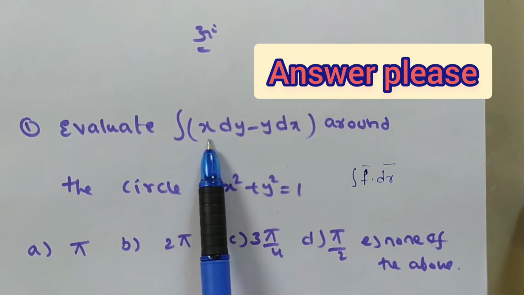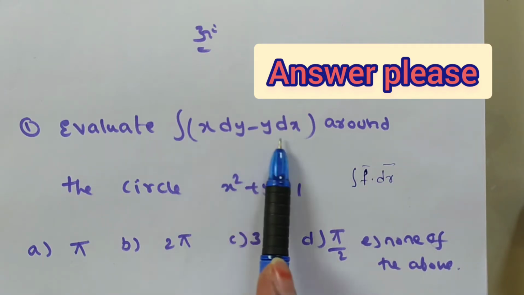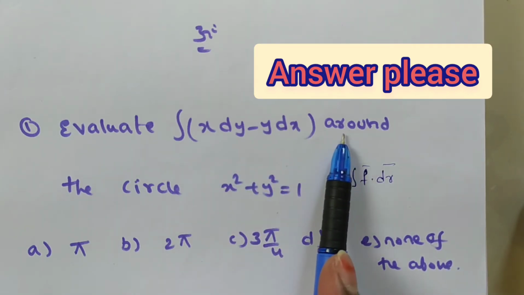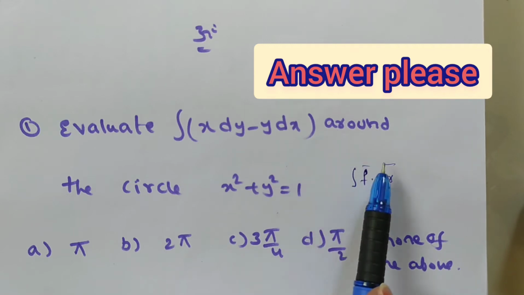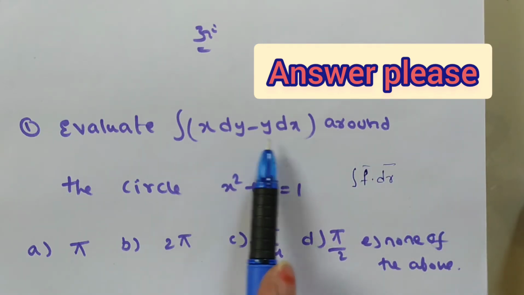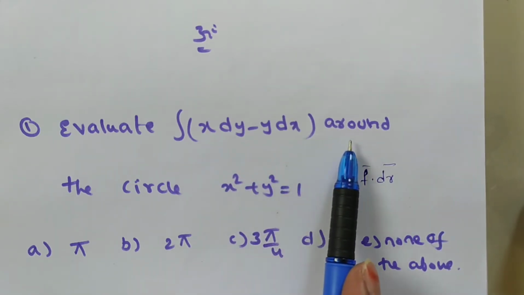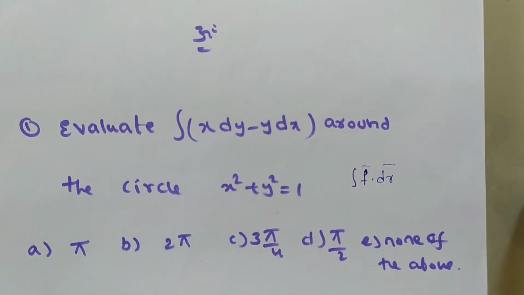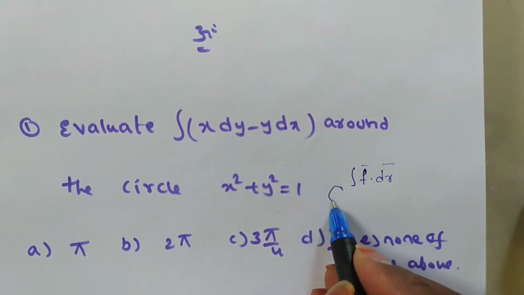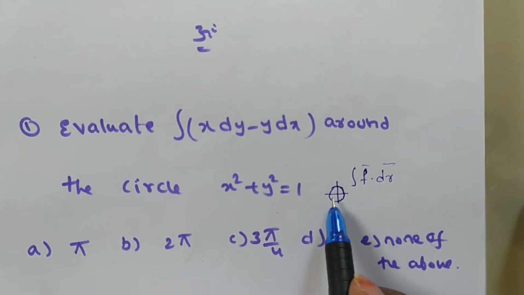So here they are given F bar dot dr bar directly. They are not separated like previously, F bar and dr bar separately. Where we are discussing the circle, the circle is the unit circle. You see, a circle is nothing but like this form. So here the curve is a closed curve.